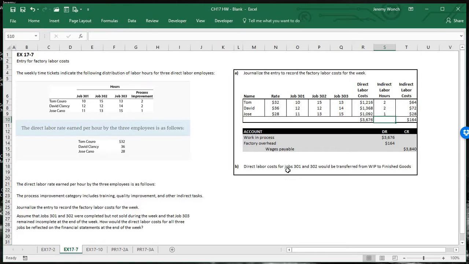So let's work from the bottom up. We have to pay these guys, so what's the total that we need to pay them? We need to pay them for all the hours that they worked, so for their direct labor and their indirect labor cost. That's going to be a total of 3,840, the sum of these two. Then we just need to split the direct labor hours and the indirect labor hours apart. Direct labor costs are going to go to work in process, and our indirect labor costs are going to go to factory overhead.